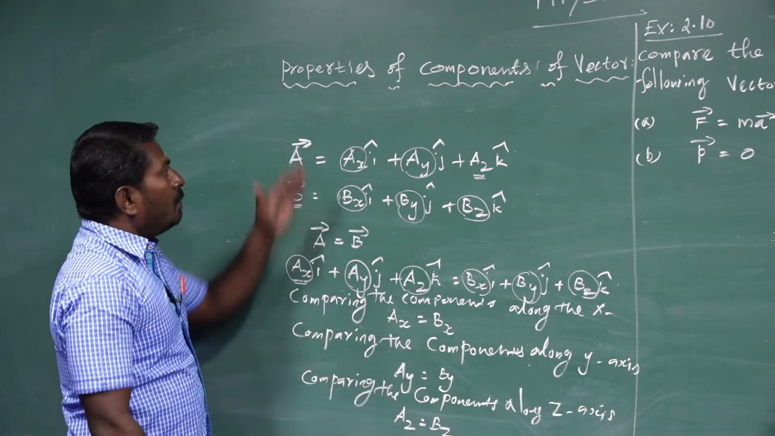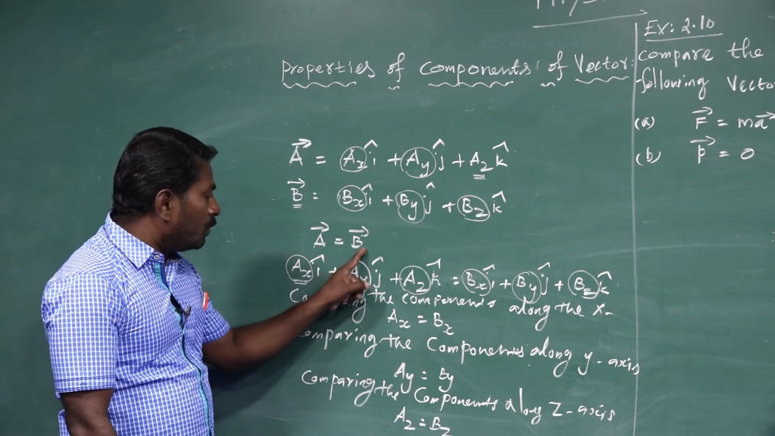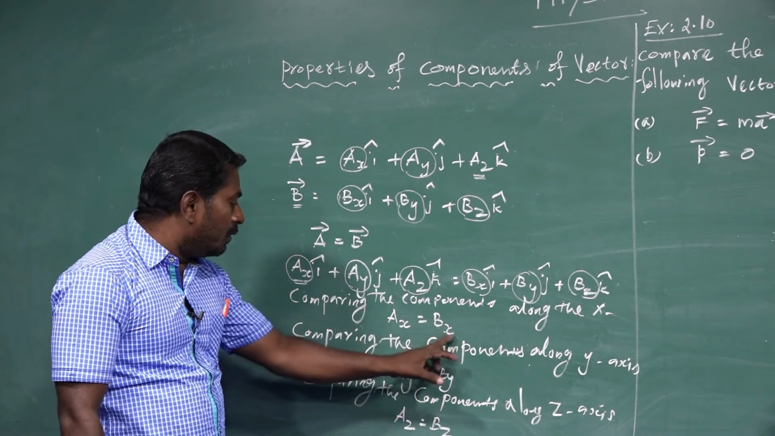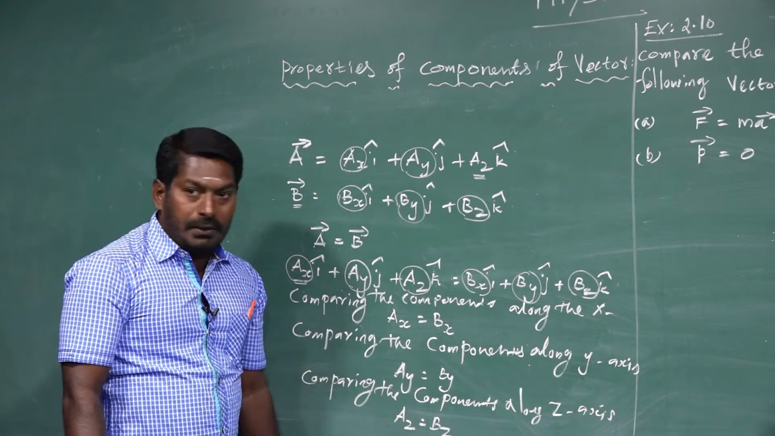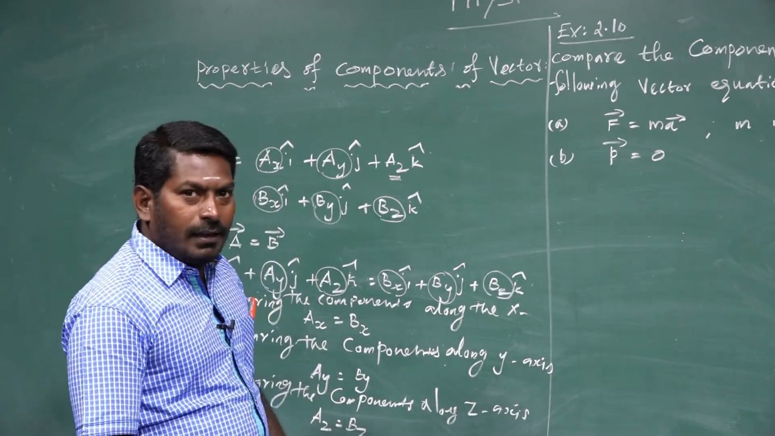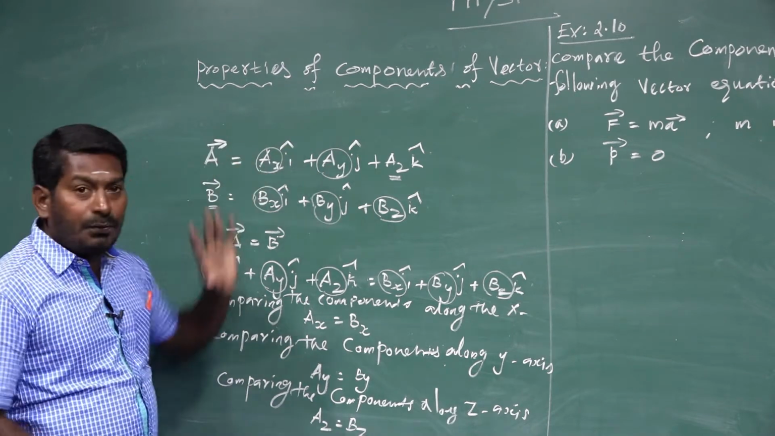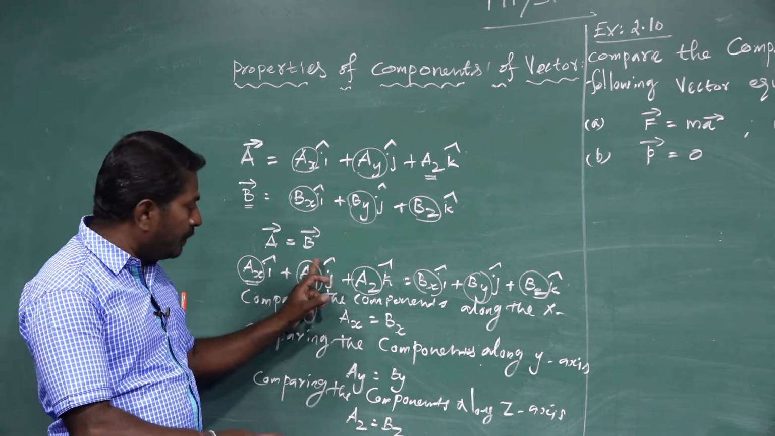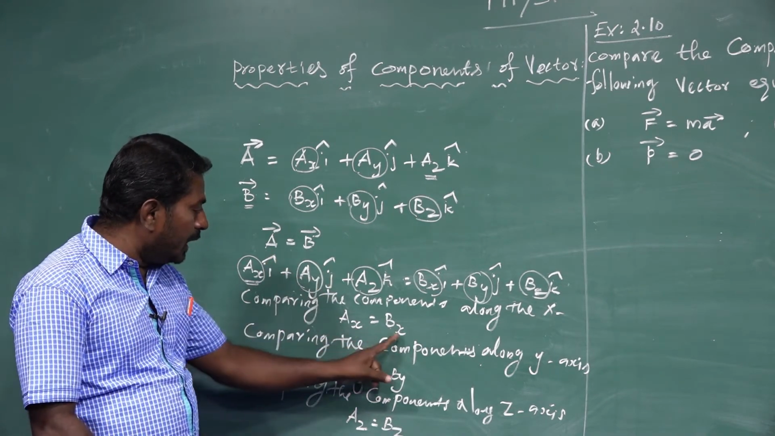It is one of the properties of components of a vector. If A vector is equal to B vector, then corresponding components are equal: Ax is equal to Bx, Ay is equal to By, Az is equal to Bz. So dear students, I finished one of the properties of components of a vector: A vector equal to B vector, corresponding components are equal, Ax equal to Bx.